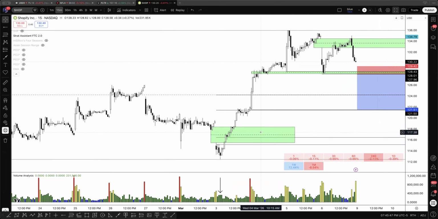Because that lower time frame retracement on the 15-minute and 30-minute is a 4-hour wick, right? Is a 4-hour wick or a wick on a 1 hour, but most of the time it's a 4-hour wick.